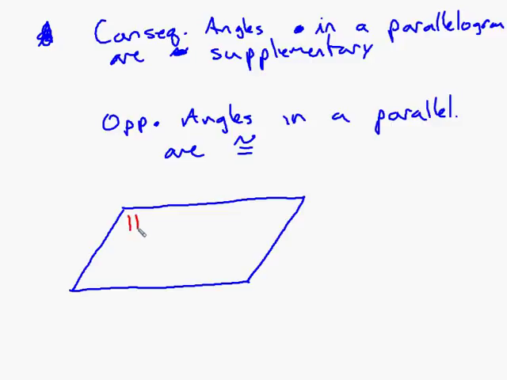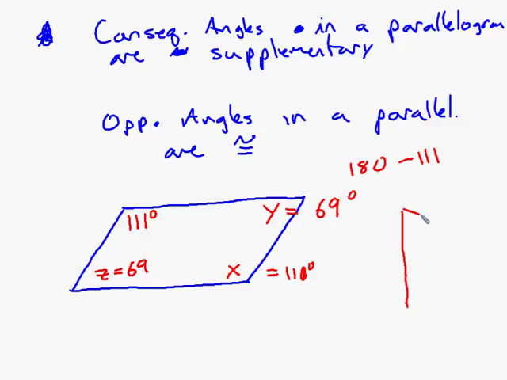So this is 111 degrees. What is x then? 111. X is 111 degrees. Okay? What's y? Well, I could look at it from this angle or this way. What's y? 69. I would do 180 minus 111, and what do I get? 69. Okay, so y is 69. Then what's z? 69. The opposite angles are congruent. So try that on your own.